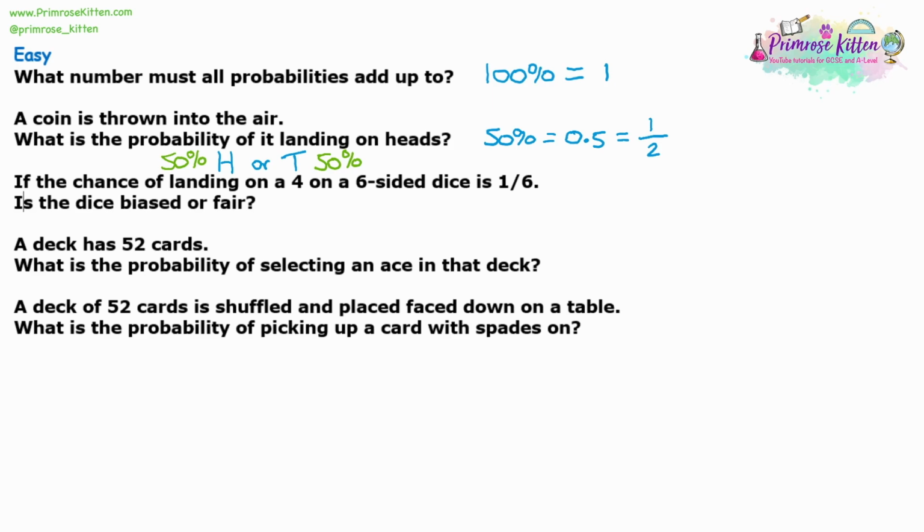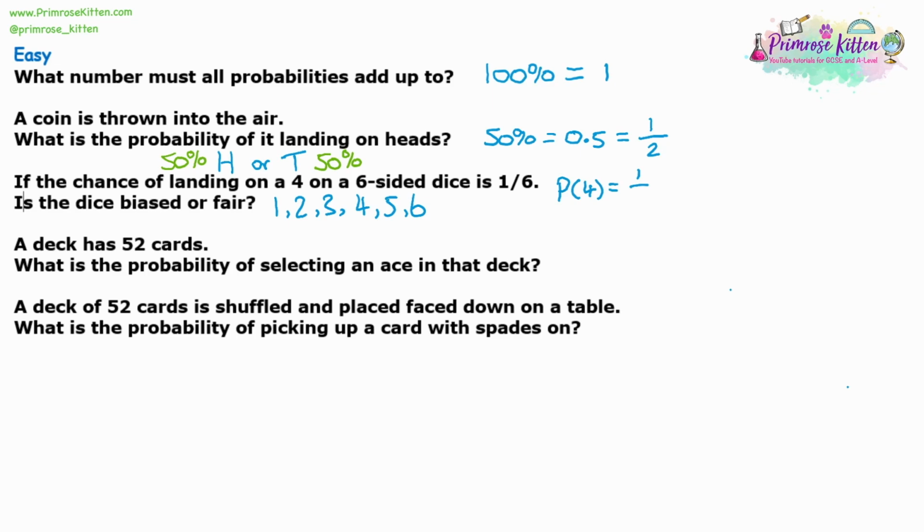So, question 3. If the chance of landing on a 4 on a 6-sided dice is 1/6, is the dice biased or fair? So let's identify what can happen. A 6-sided dice, we can get a 1, a 2, a 3, a 4, a 5, or a 6. So what's the probability of getting a 4? So the probability of getting a 4, note how I've written that. P(4) is the probability of getting a 4. There's only one way to get a 4. It lands on 4. Dice that aren't normal might have more than one face that has the same number, for example. But there's only one way on a normal dice of getting a 4.